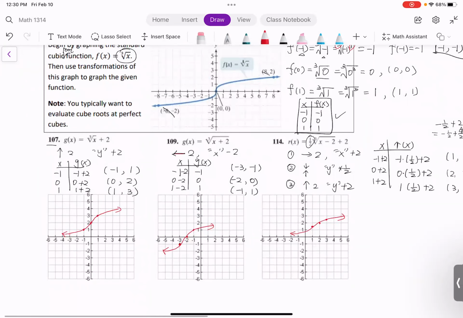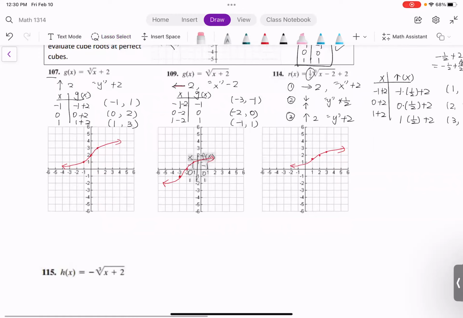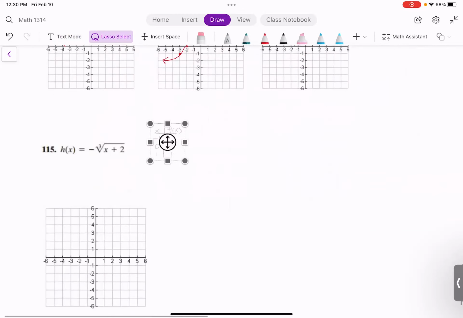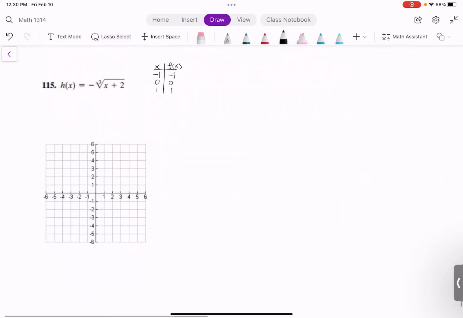I need to use a lasso tool and bring all of them with me. I think it's too messy. Let me use it again. Lasso tool. Okay, let's move it so I don't need to copy them. Okay, we have the key points here, and then let's see the transformations.